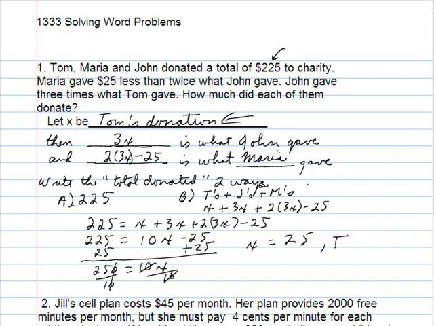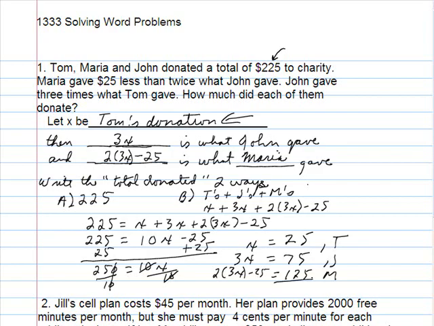And you get x is equal to 25, and that's what Tom gave, because we let x be what Tom gave. So what did John give? Well, 3 times x is what John gave, so 3 times 25 would be 75. That's John's gift. And then Mary's gift was 2 times 3x minus 25. So 3x was 75, so twice that's 150. Minus 25 is 125 that Mary gave.